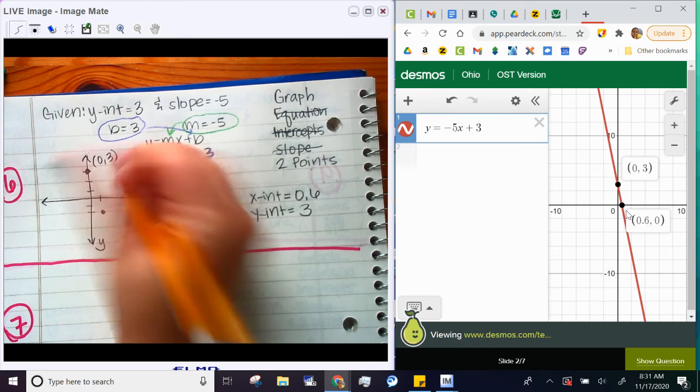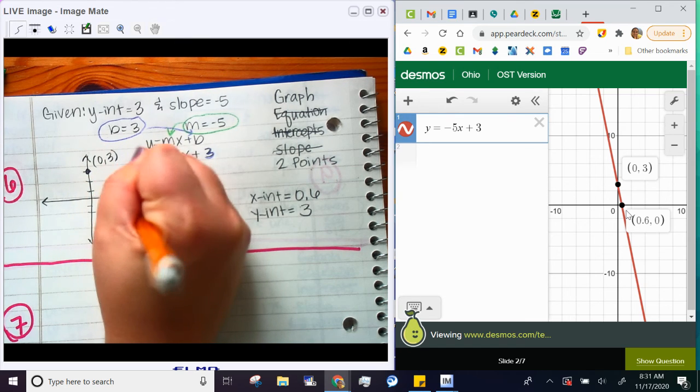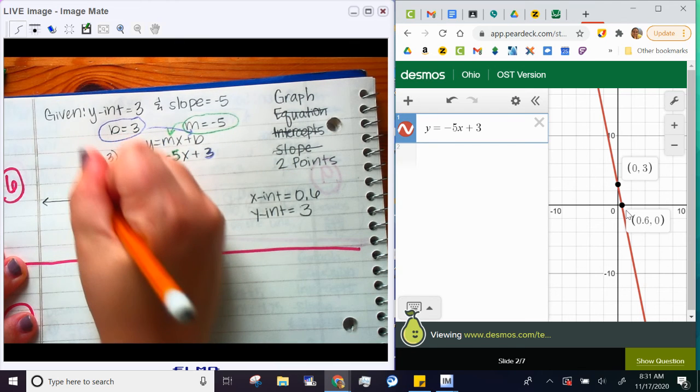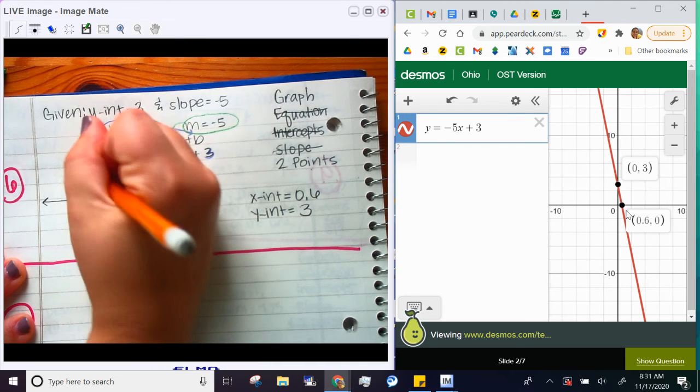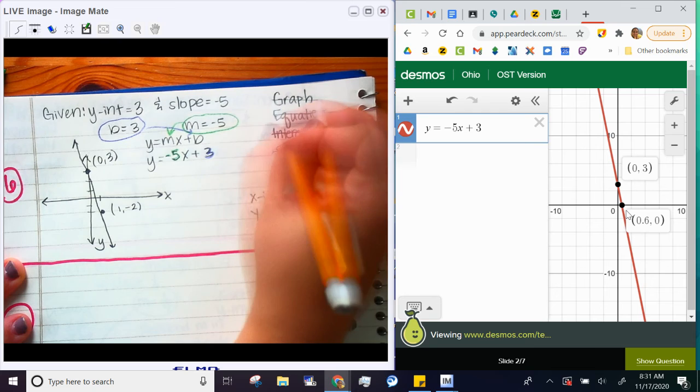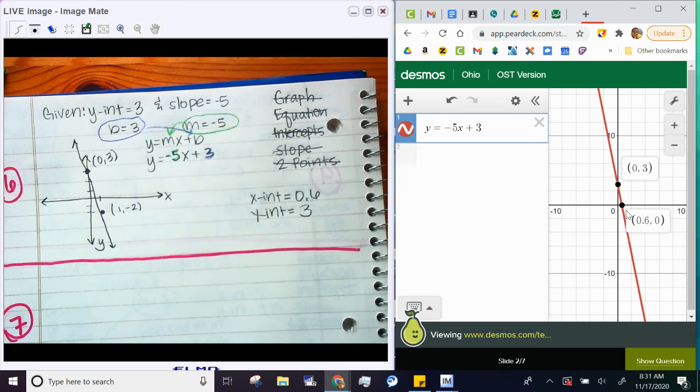Now, I could have used any of those points. I chose to find a different one. So I could have used the first one if I wanted. So that's my graph, and that's my 2 pretty points, and I'm done with this problem.